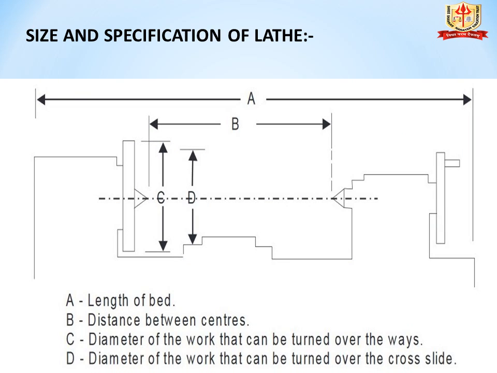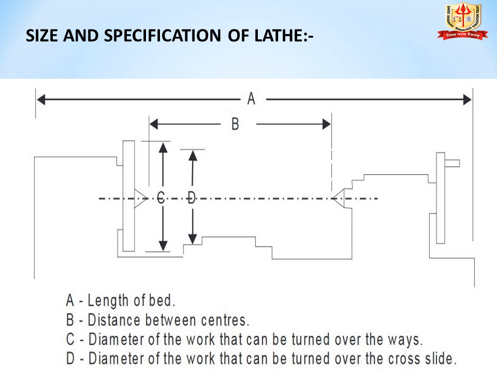In this slide, we study the size and specification of the lathe. When any person goes for purchasing a lathe machine, the following specifications are to be considered. First specification is length of bed, denoted by capital letter A. Length of bed is the distance between headstock and tailstock. Then second point, B, distance between centers. Distance between centers is the maximum length of job that can be accommodated between the two centers.